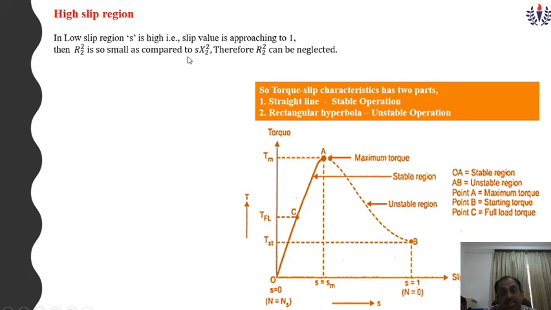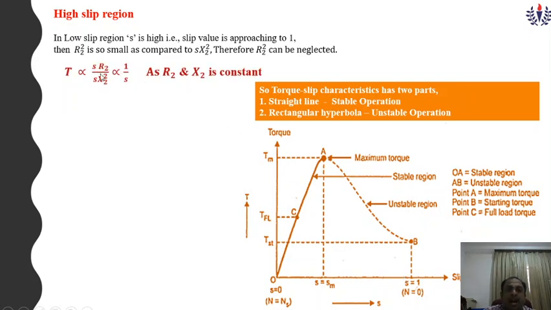In the low slip region, the inductive reactance value is very small as compared to resistance. Therefore, inductive reactance is neglected. But in the high slip region, the resistance is so small as compared to the reactance. Therefore, resistance can be neglected. High slip region means A to B, and s equal to Sm to s equal to 1 is also the high slip region.